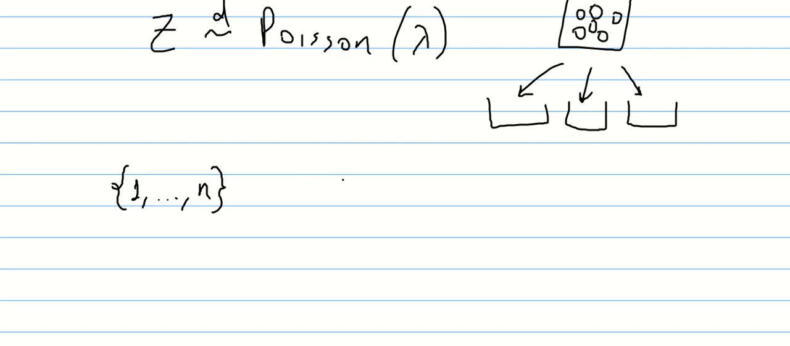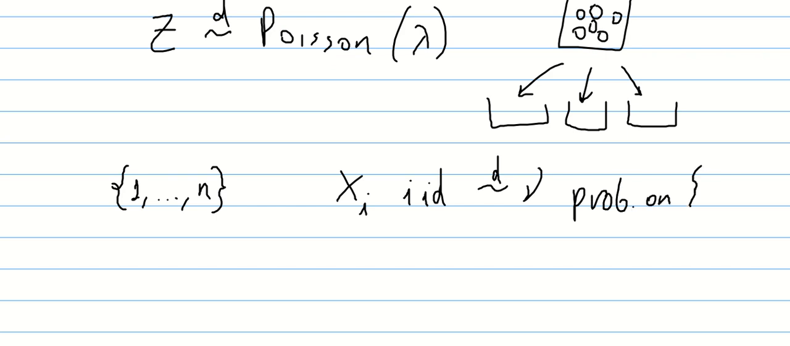And we're going to have these extra variables xi, which are independent, actually IID, distributed as nu, a probability on 1 to n. And xi tells you where the ball i goes, to which of these bins it goes. And what we are interested in is the distribution of the number of balls that end up in each of these boxes.